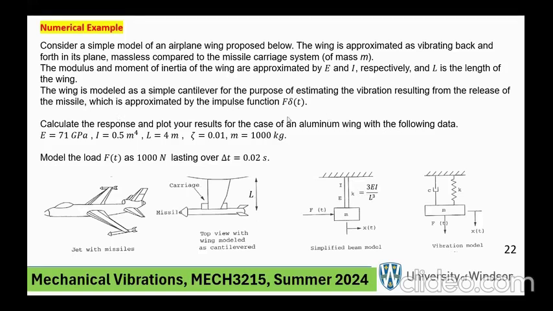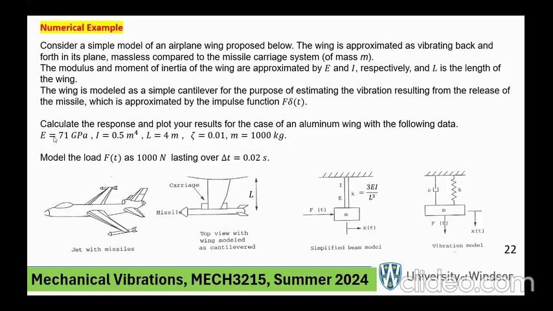Now, let's assume that when the missile is fired, it puts an impulsive load on the wing of the type F delta T. Now remember, this means that it's an impulsive force. It's not there before it's fired. It's not there after it's fired, and during a very short duration of time, in the limit zero time, basically, it puts an impulse of magnitude F on the wing. Okay.